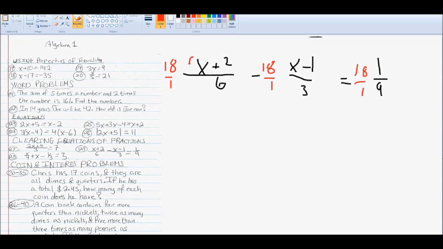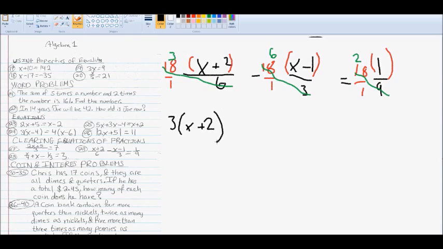Now bear in mind, there are two numbers here. So because there are two numbers in there, we have to put these in parentheses. This will help us from making a mistake. Alright, now we can solve it. I'll use a different color. 6 goes into 18 3 times. 3 goes into 18 6 times. And 9 goes into 18 2 times.